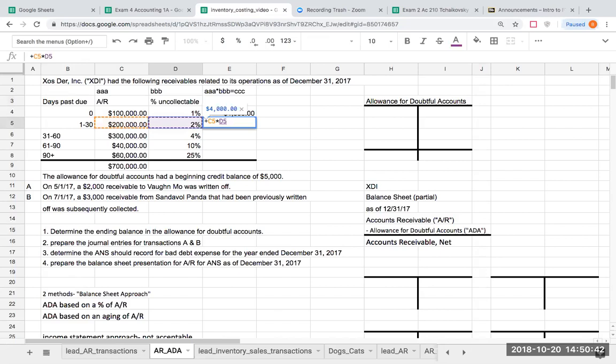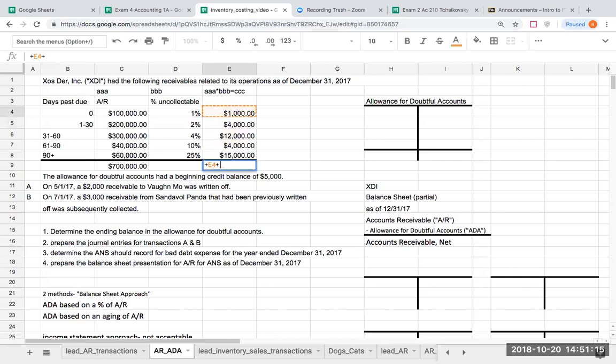So we're saying here that of the days past due of 1 through 30, or that $200,000 balance, 2% is not collectible, or $4,000. Here we had 300,000 times 4%, 40,000 times 10%, and then 60,000 times 25%. And these percentages are not going to come from you. They're going to come from management. It's management's estimate of what is not going to be collected.